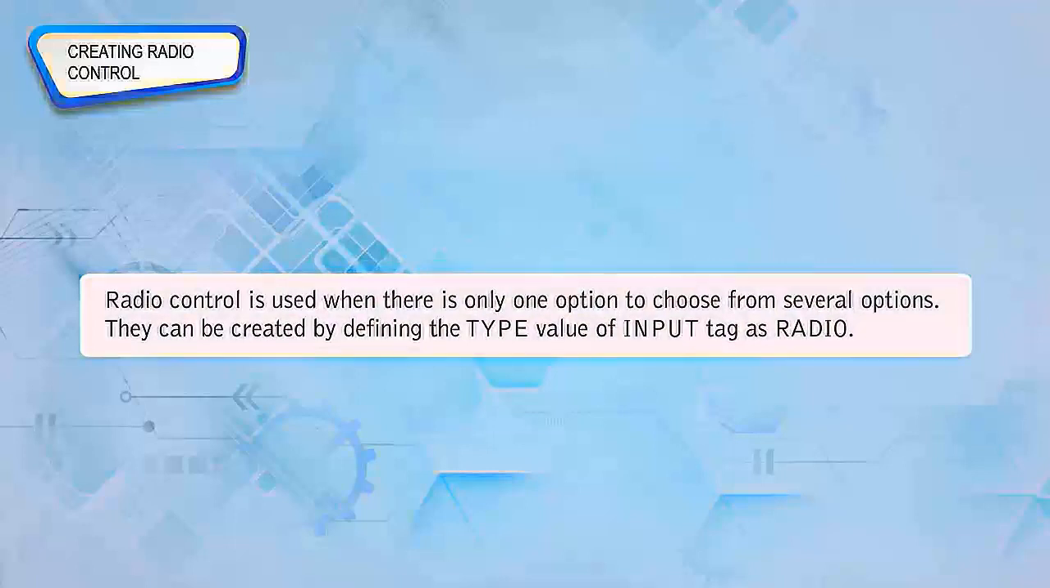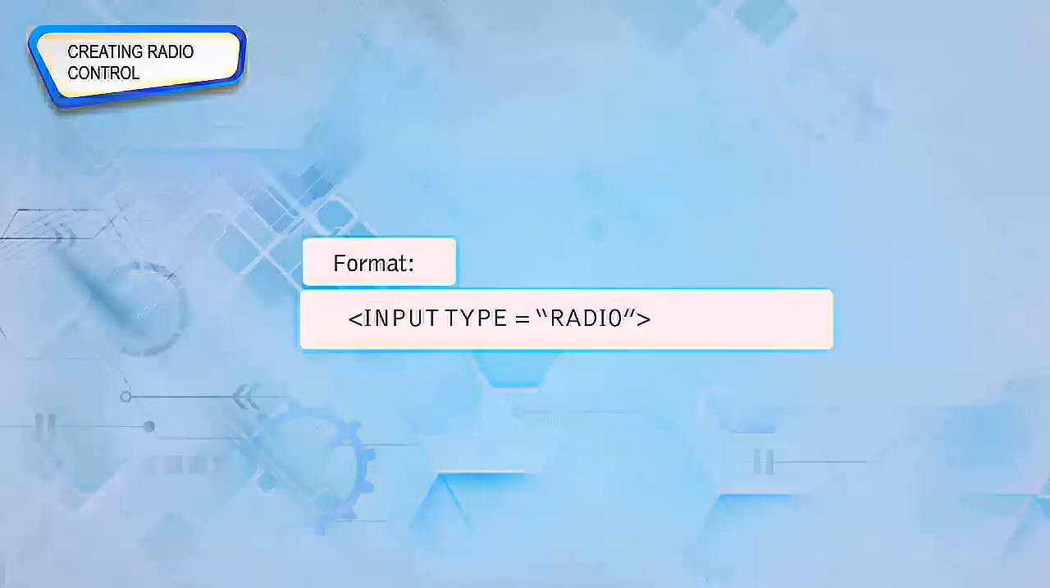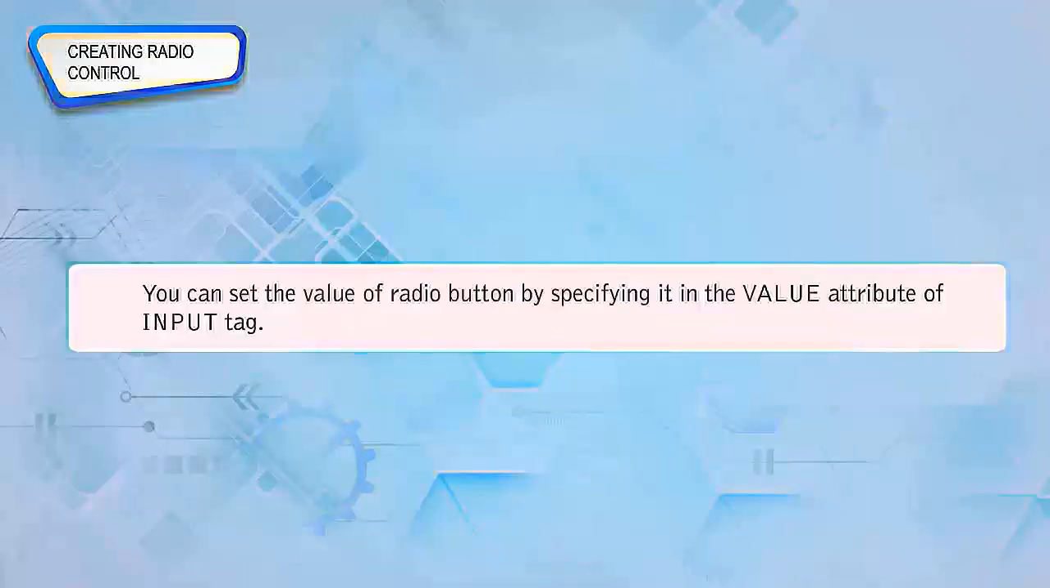Creating radio control. Radio control is used when there is only one option to choose from several options. They can be created by defining the type value of input tag as radio. Format: input type is equal to radio. You can set the value of radio button by specifying it in the value attribute of input tag.